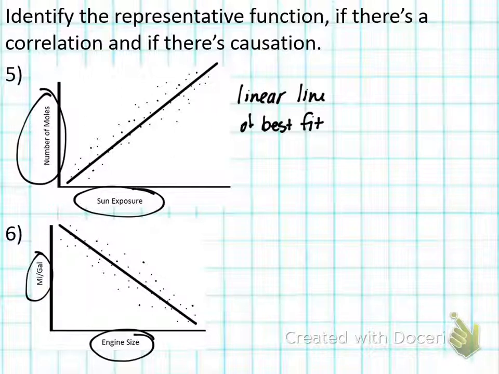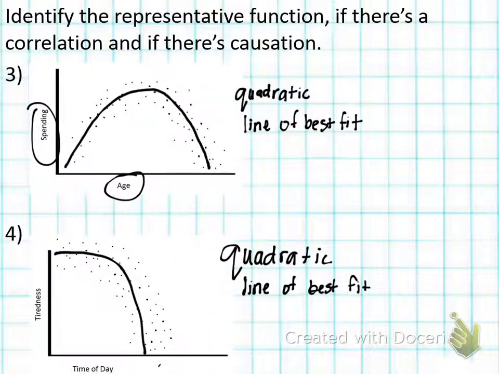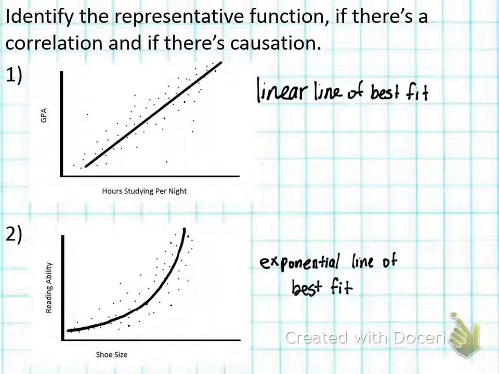Let's go back to each example, and we're going to ask ourselves: are they correlated, and if so, does one thing cause the other? Okay. Looking at number 1 now. Hours of studying per night and GPA. Are these two things correlated? Is there a correlation between studying and GPA? Yes. So we would say there is a correlation, and since the line is going up, we would say this is a positive correlation.